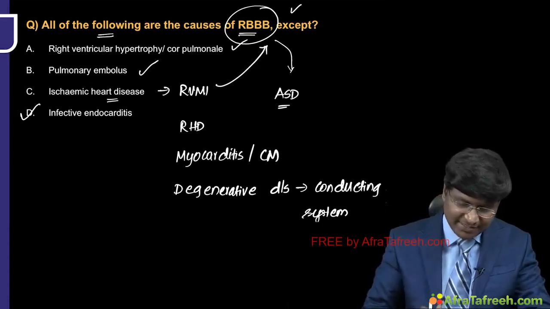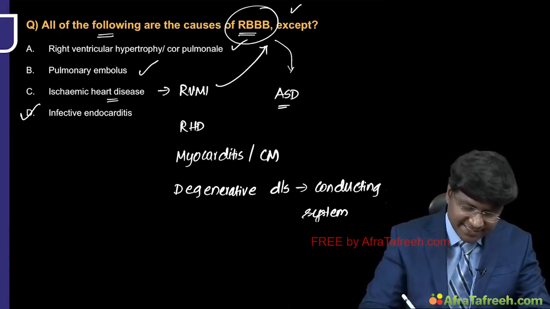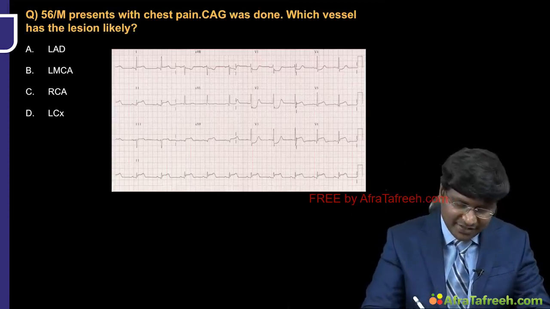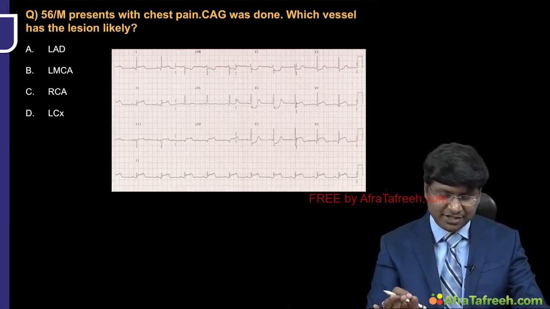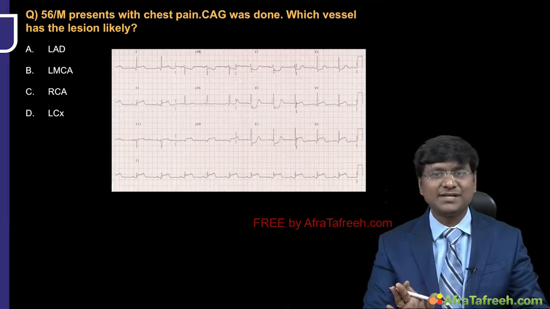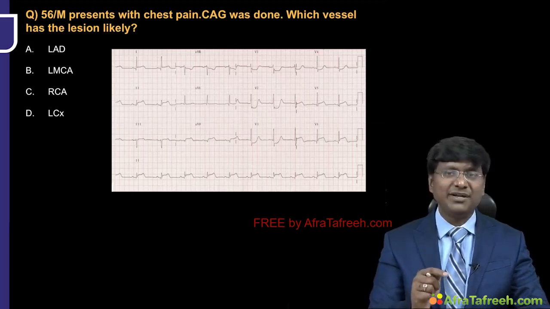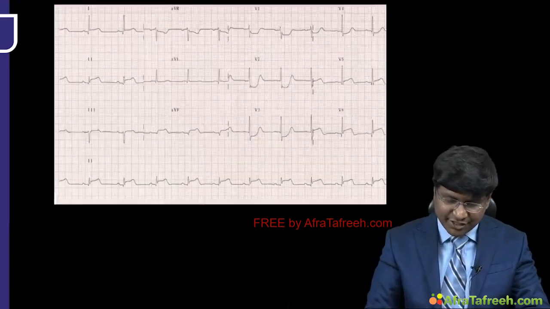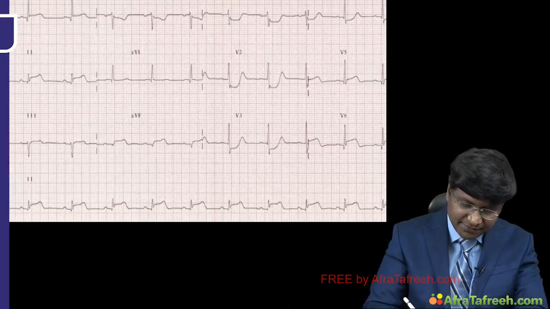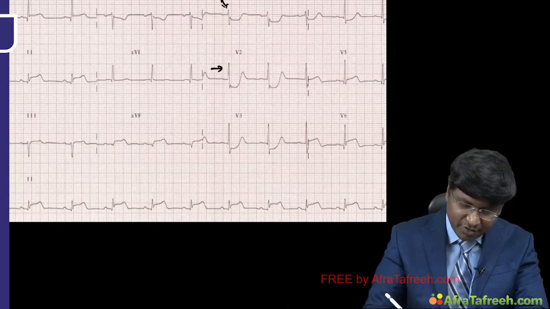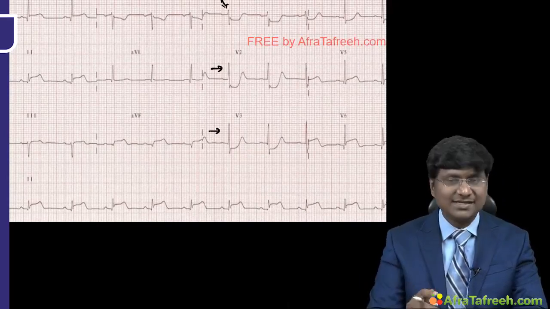Next, you see the next important clinical scenario as well as the ECG. So the question is, a 56-year-old male presented with chest pain, and a coronary angiogram was done. Which vessel is the lesion in this particular patient likely to be in? The options are left anterior descending artery, left main coronary artery, right coronary artery, and left circumflex artery. So if you see the ECG here, you can observe you don't have that particular dominant R wave in V1, but you have a dominant R wave in V2 as well as V3.